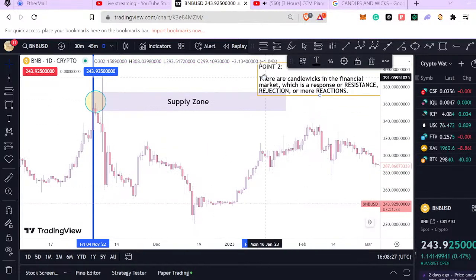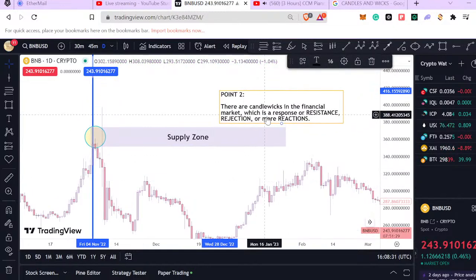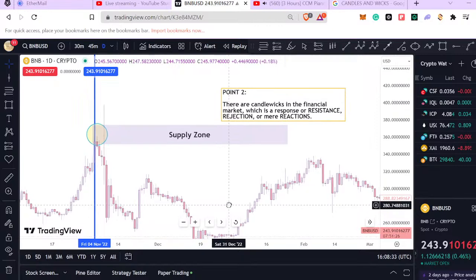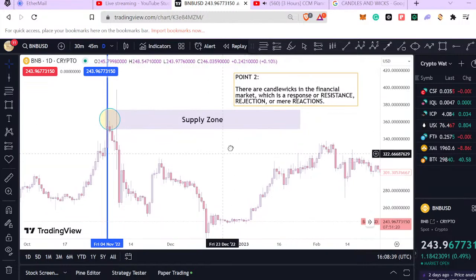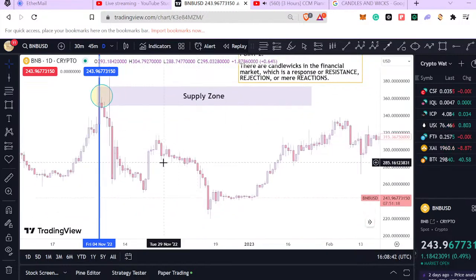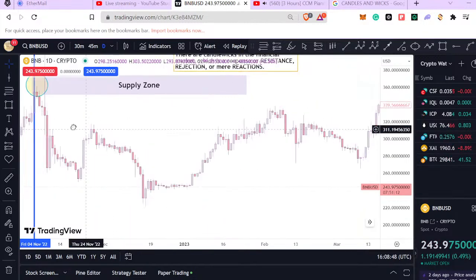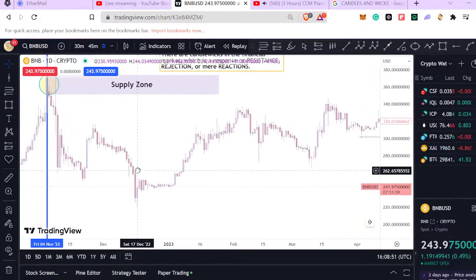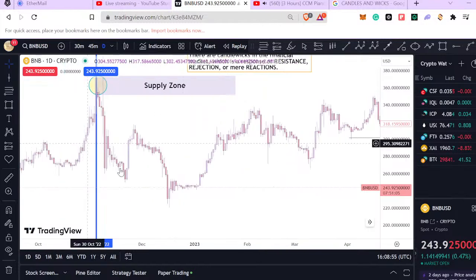And you don't forget point 2, which says that there are candle wicks in the financial markets, which are a response or resistance, rejection or mere reaction. So candle wicks can be mere response. Now you have this point as a supply zone, but the market hasn't traded to that point. And so what you want to do is look out for that point as a potential sell point.